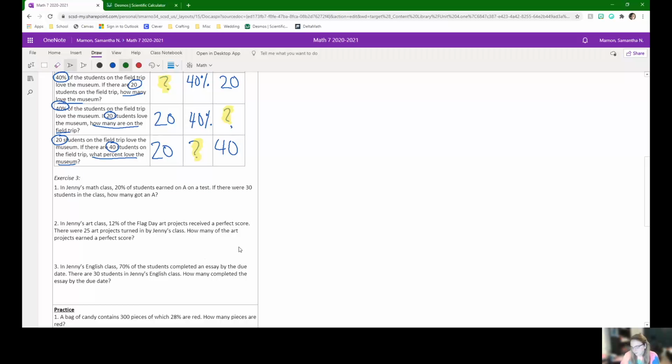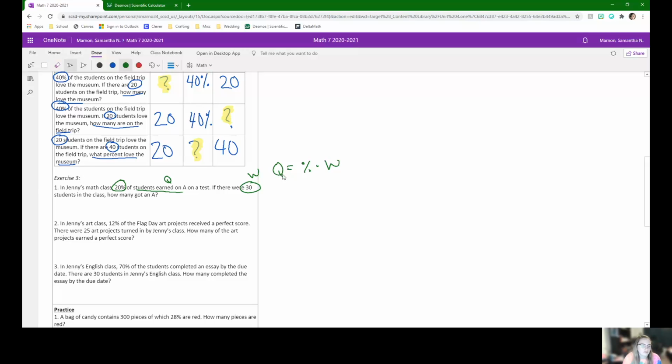So in Jenny's math class, 20% of students earned an A on a test. If there were 30 students in the class, how many got an A? So we clearly have our percent here. We need to know if this is our quantity or our whole. So we're talking about some of them earned an A, and then everybody in the class. Everybody in the class is going to be our whole, and how many students earned an A is going to be our quantity. So we just need to set this up. It's quantity equals percent times whole. And so I'm just going to do Q equals percent times W.